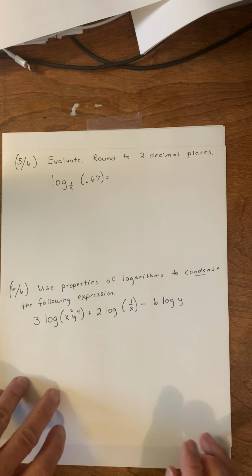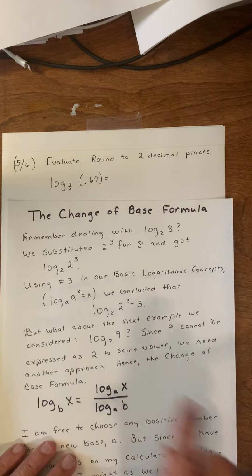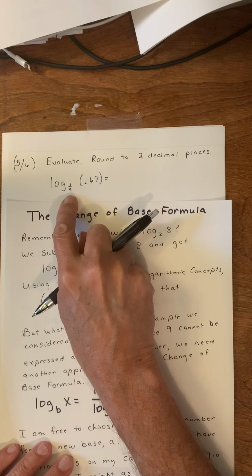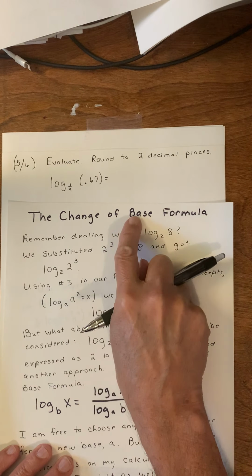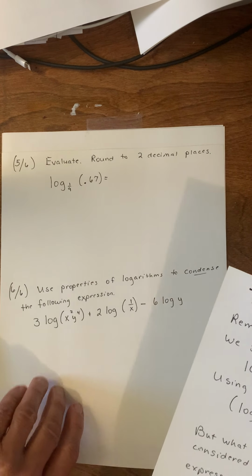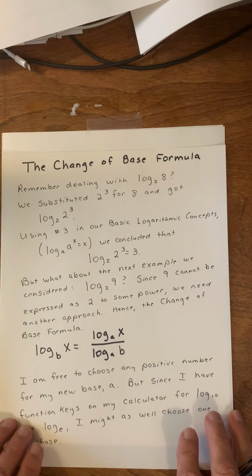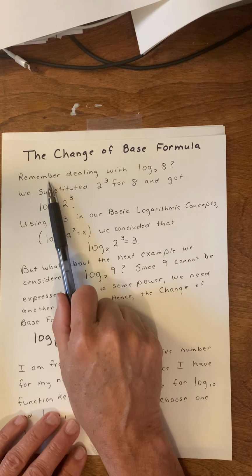That's when I need some additional information. Something called the change of base formula. See that base? That's an inconvenient base because I don't have a log to the 1/9 function key. So I need to change my base. So let me just step aside with this problem for a second, and let's look at this change of base formula. You guys may recall this.